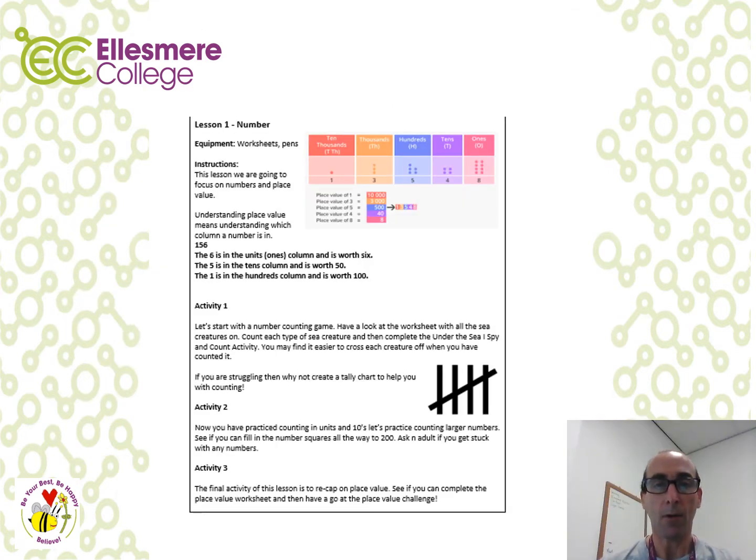Each lesson has a very similar format. There will be a lesson number at the top. This is closely followed by the equipment. This includes the things that you will need to complete the lesson, such as worksheets, pens, pencils, scissors, glue, ruler. There'll be a set of instructions related to the lesson. This will give you the outcomes and what the lesson is about.